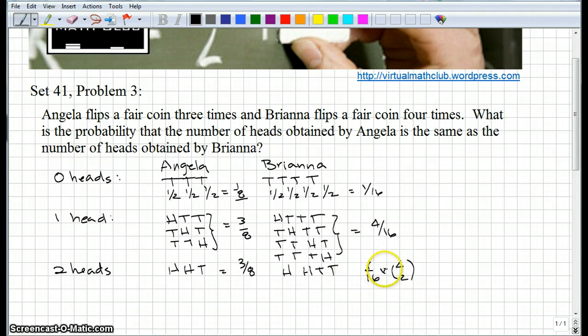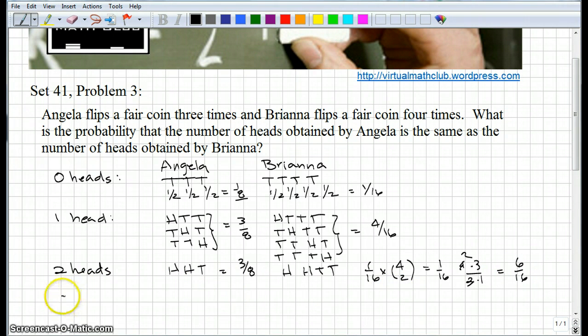Okay, and 4 choose 2 is just 4 times 3 over 2 times 1. So that's 12 over 2, which is 6. So we end up getting 6/16.